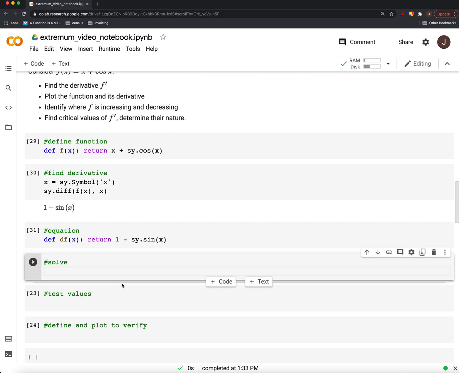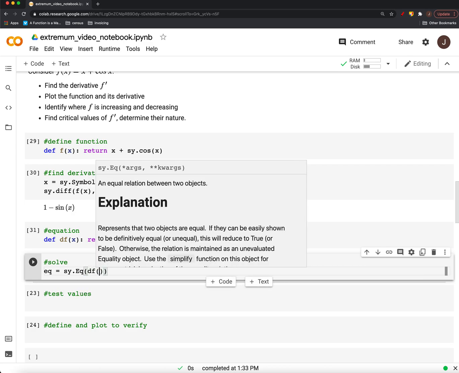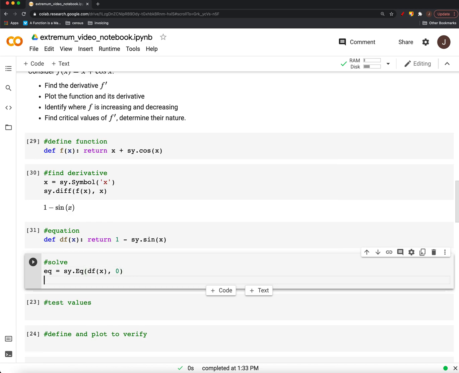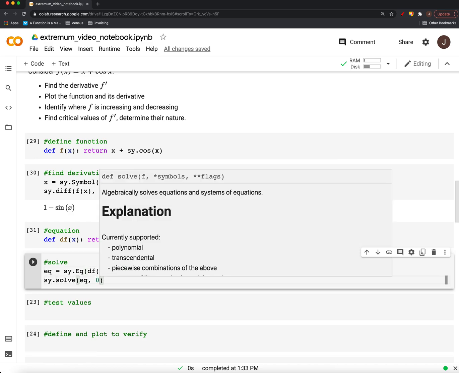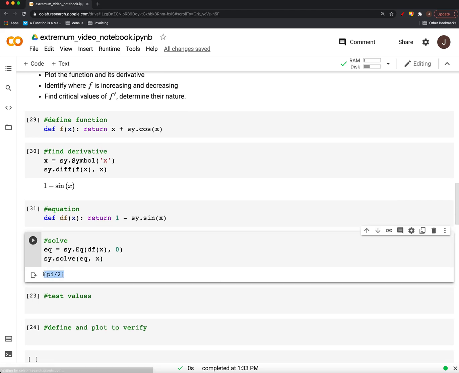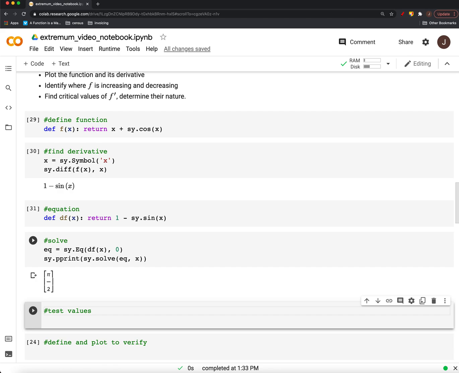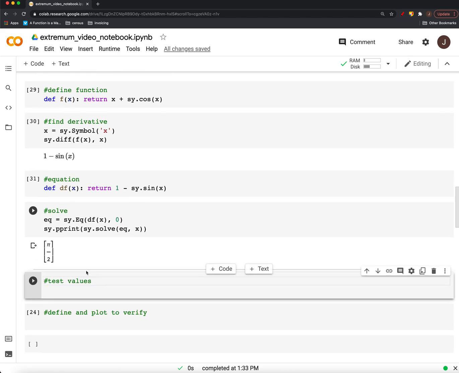So I'll actually do both of these here. I'll call this EQ, the derivative and 0, and then we want to solve the equation for x. And just like we found by hand, that's pi over 2. Okay, we print it.